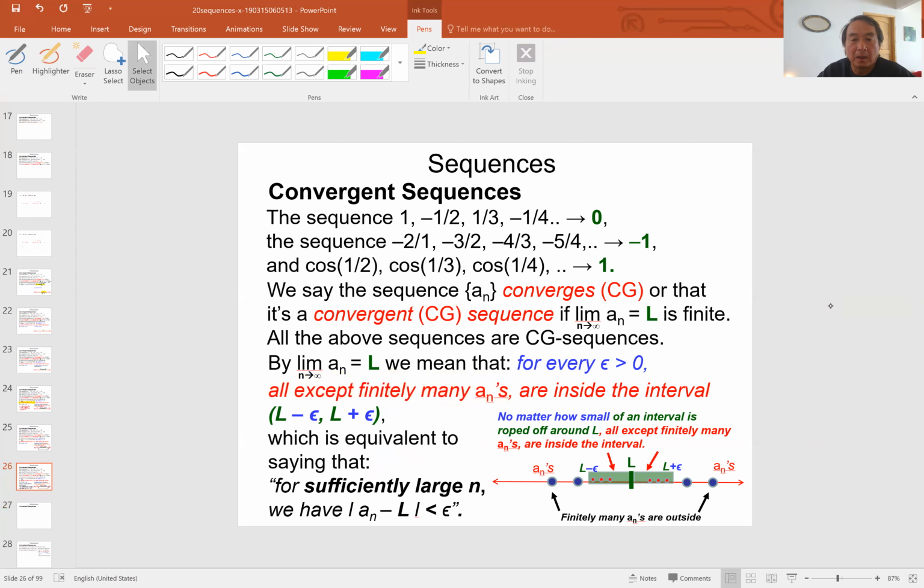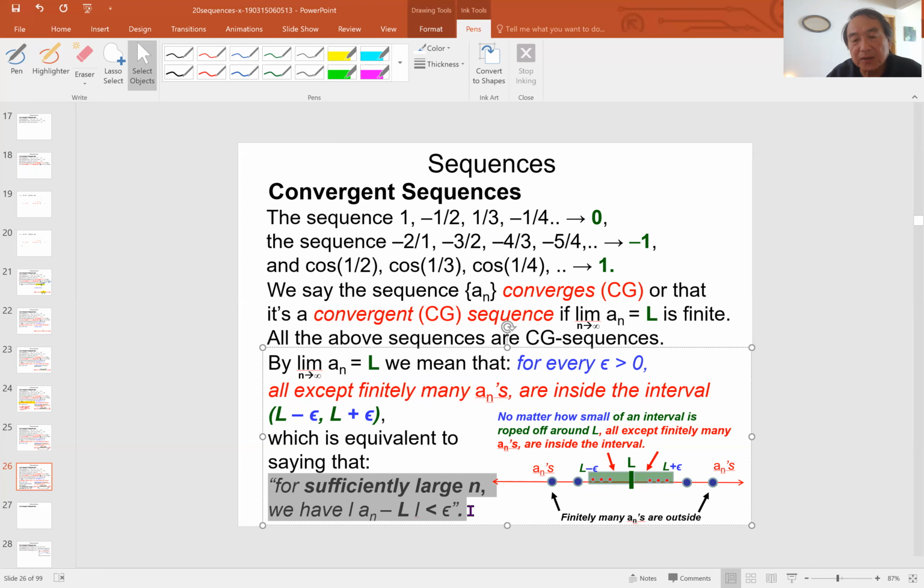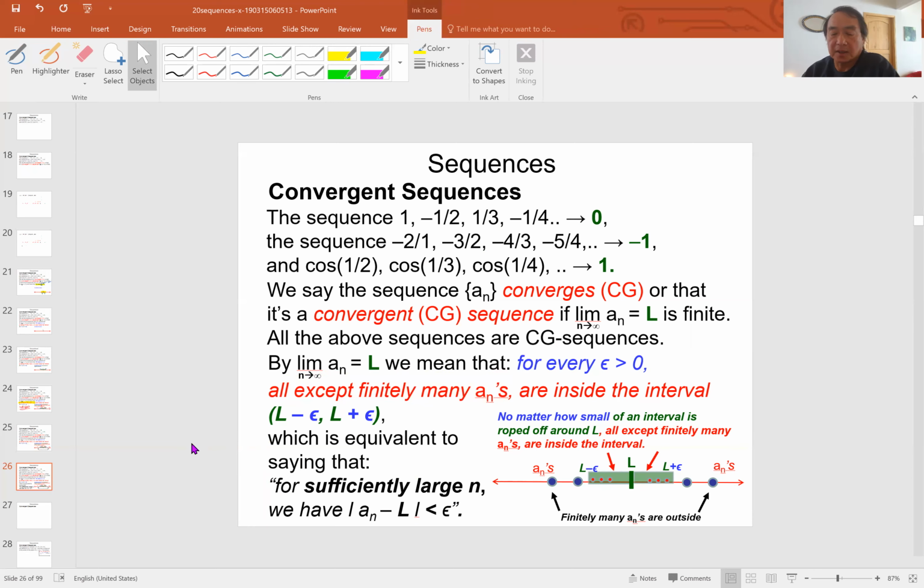And this is the same as saying, for sufficiently large n, for the terms a_n that are very far away, for n very large, they will be inside this neighborhood. That is, the distance to L will be smaller than epsilon. And this is true for every epsilon. Of course, when epsilon changes, that large number n has to be larger. So going to limit L is the same as: for sufficiently large n, |a_n - L| < epsilon.